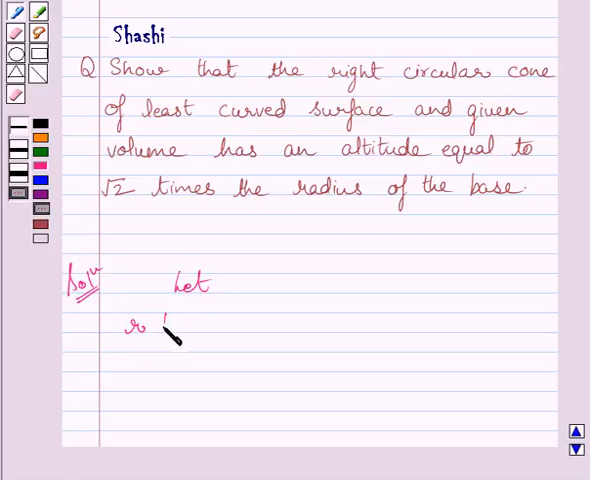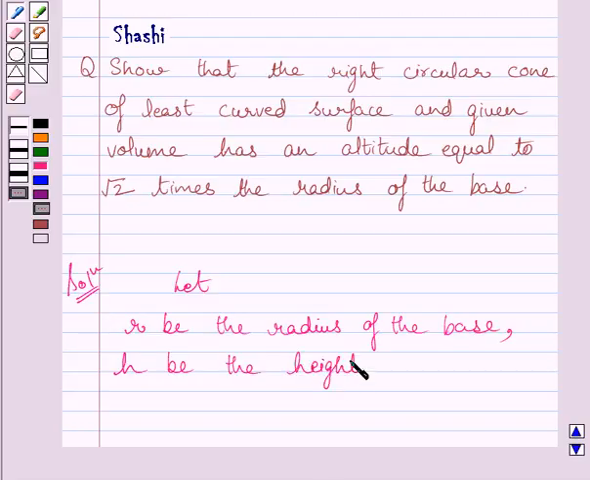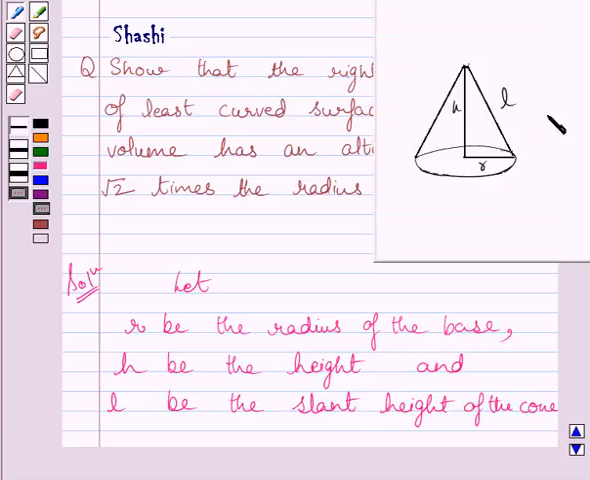Let R be the radius of the base, H be the height of the cone, and L be the slant height of the cone. Now clearly we can see this figure represents a cone having radius of the base as R, height of the cone as H, and slant height of the cone as L.